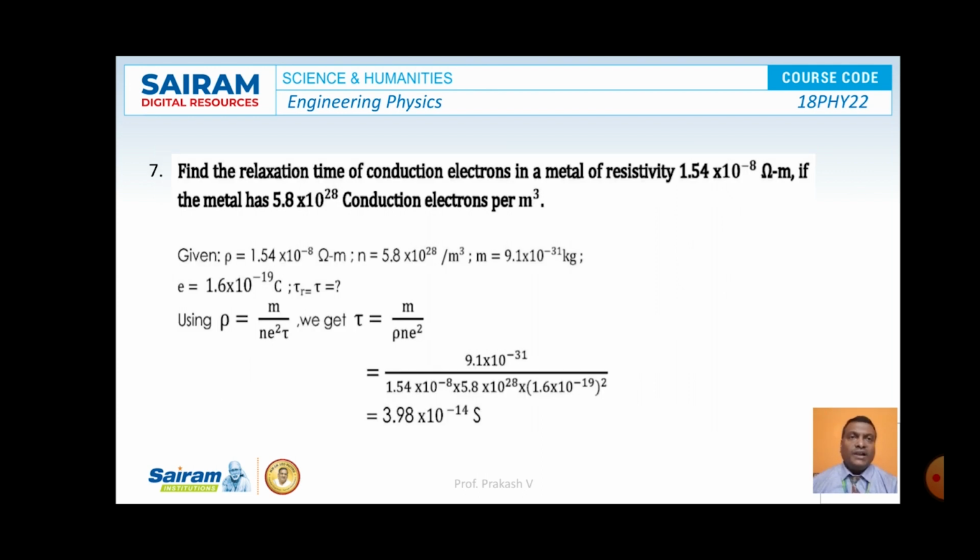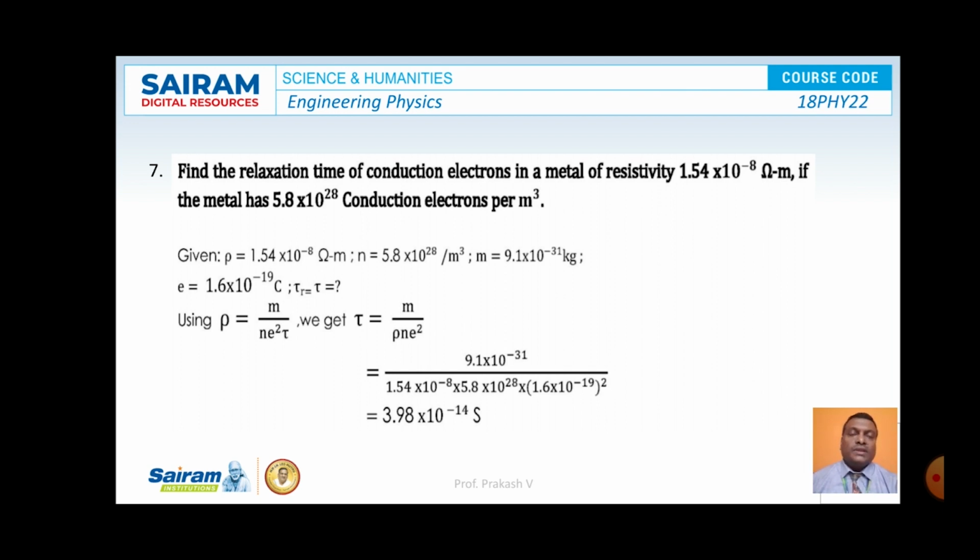Next, find the relaxation time of conduction electrons in a metal of resistivity 1.54 × 10^-8 ohm meter if the metal has 5.8 × 10^28 conduction electrons per meter cube. So here we have to calculate the relaxation time, tau.